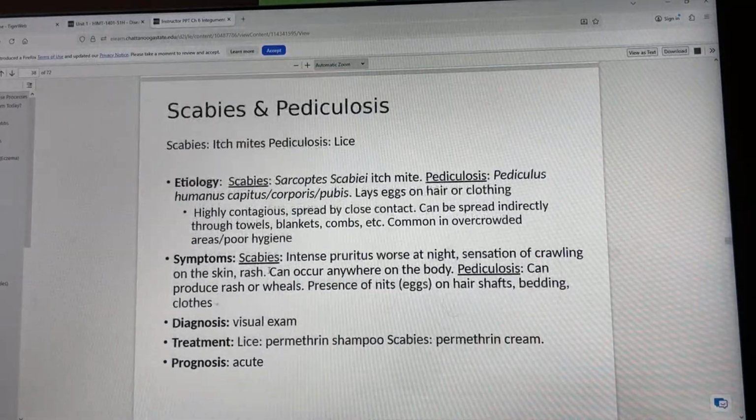All right, this one is going to be different, because scabies and pediculosis is actually an infestation of bugs, right? So it's not really a skin issue technically. Anybody heard of scabies before? Yeah.